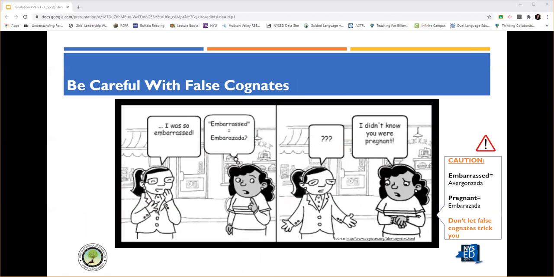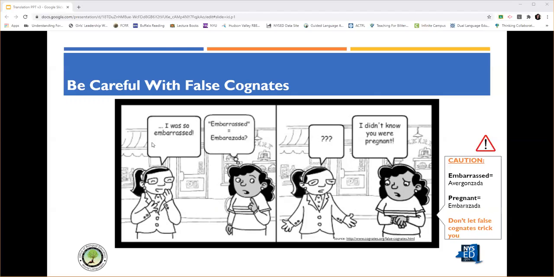So, what are false cognates? "I was so embarrassed." Embarrassed equals embarazada. "Huh? I didn't know you were pregnant." Question: embarrassed in Spanish is avergonzada. Pregnant in Spanish is embarazada. So don't let these false cognates trick you.